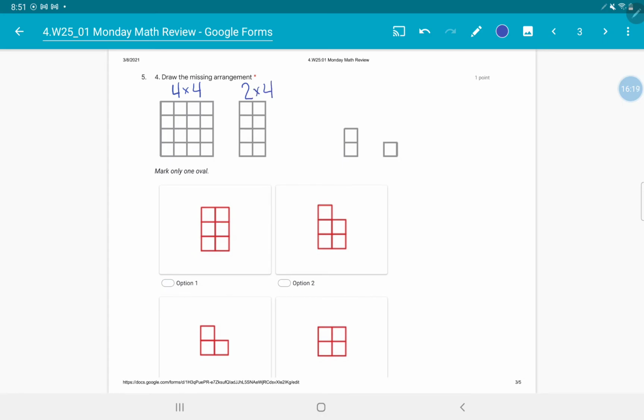Then we have our missing part. Then we skip something. Here we have how many across? 1. 1 across. And how many down? 2. So we have 1 by 2. And then the very last one, we just have 1 across and 1 down. Okay?